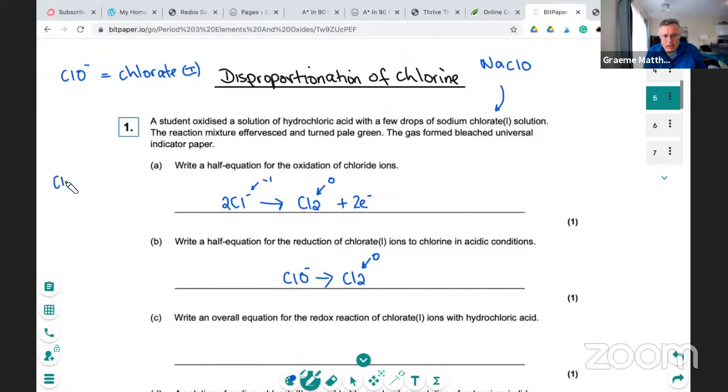Look, ClO minus. Let's work out the oxidation state here. Oxygen we know is -2. Why? Because it's not a peroxide. A peroxide is something like H2O2. This is an example of a peroxide. Or something weird like Li2O2. These are examples of peroxides. This is not a peroxide. This is an oxide. So oxidation state of oxygen is going to be -2.